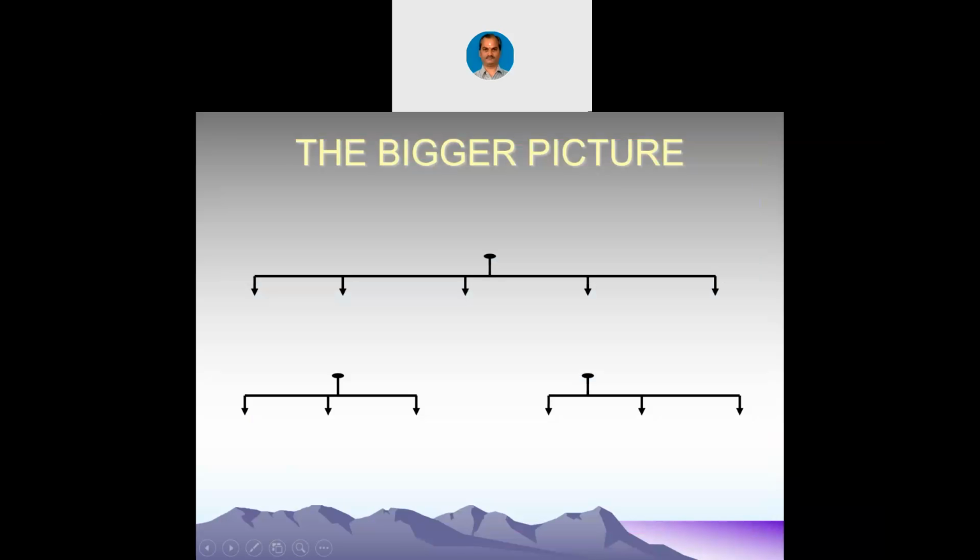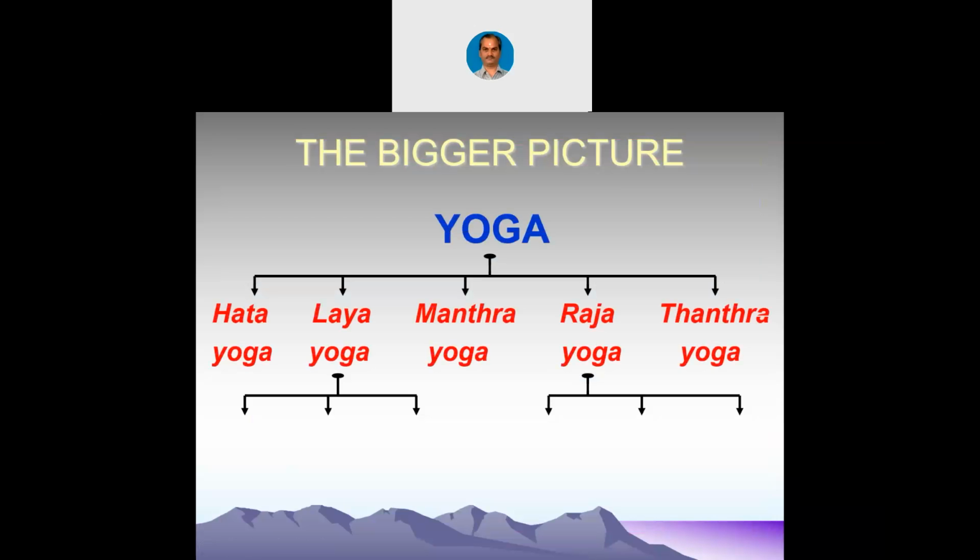The bigger picture. As per Shiva Samhita, yoga has basically four branches called Hatha Yoga, Laya Yoga, Mantra Yoga and Raja Yoga, which I have discussed already. Apart from Shiva Samhita, I have added one more here called Tantra Yoga. Tantra Yoga is basically part of Raja Yoga only, or the enhancement of Raja Yoga itself. In the Tantric scriptures, they call it Rajadhiraja Yoga also. Tantra Yoga is basically called Rajadhiraja Yoga.